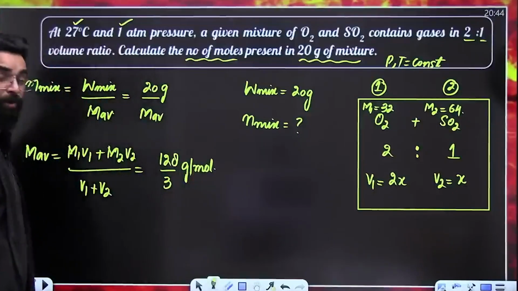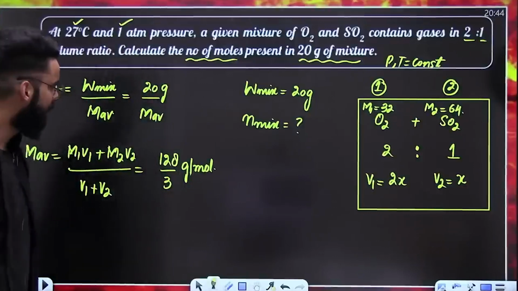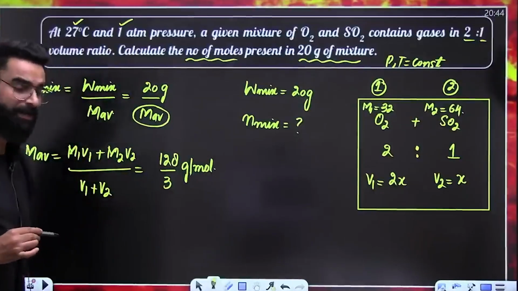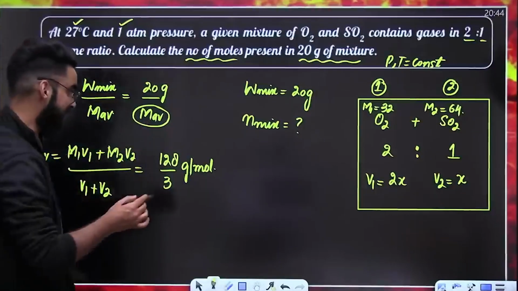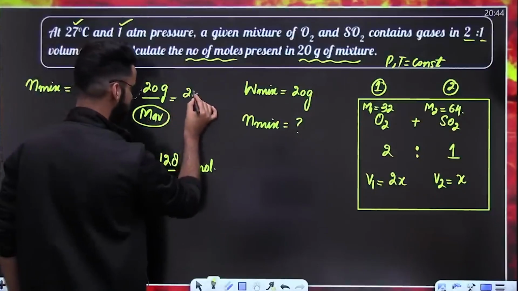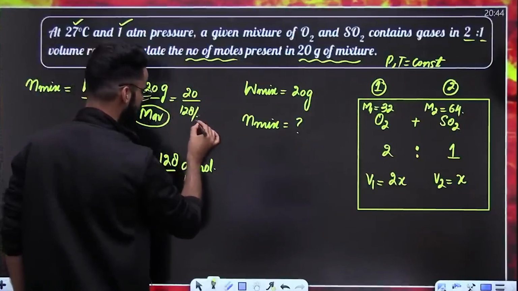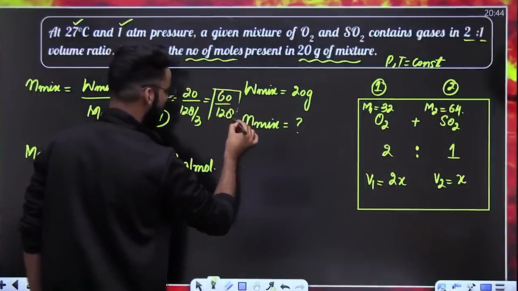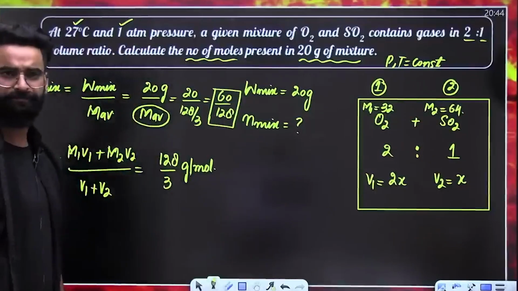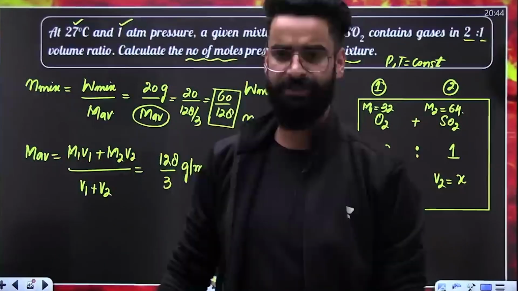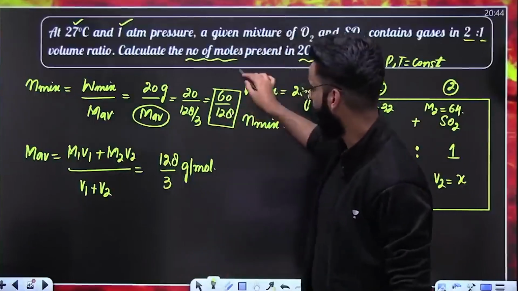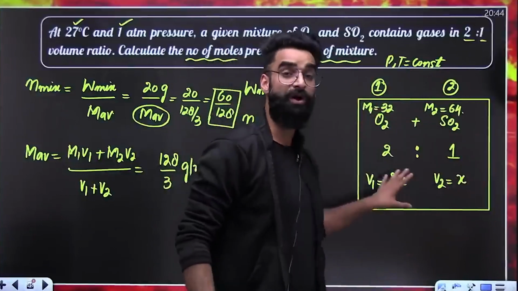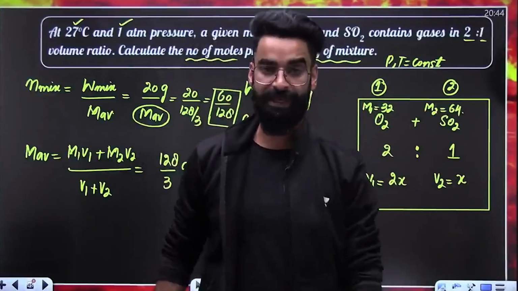This is the average molar mass of the gaseous mixture which we got. Was I supposed to calculate the average molar mass of the gaseous mixture? Yes, I was supposed to calculate the average molar mass of the gaseous mixture. That's why I calculated. Now put it here. It's going to be 20 divided by 128 by 3. The value comes out to be 60 divided by 128. So what is the 60 by 128 all about? These are basically the total number of moles present in 20 grams of this gas, which I was supposed to find.